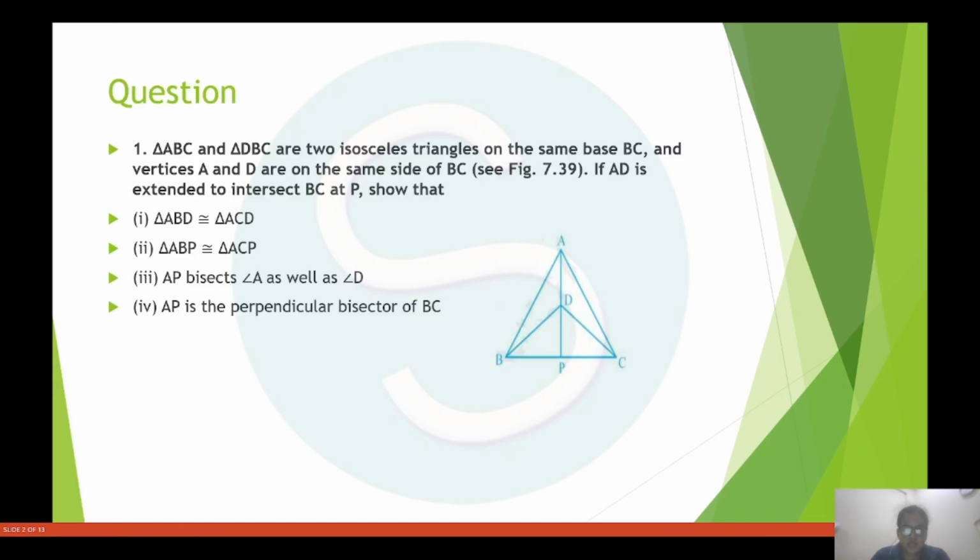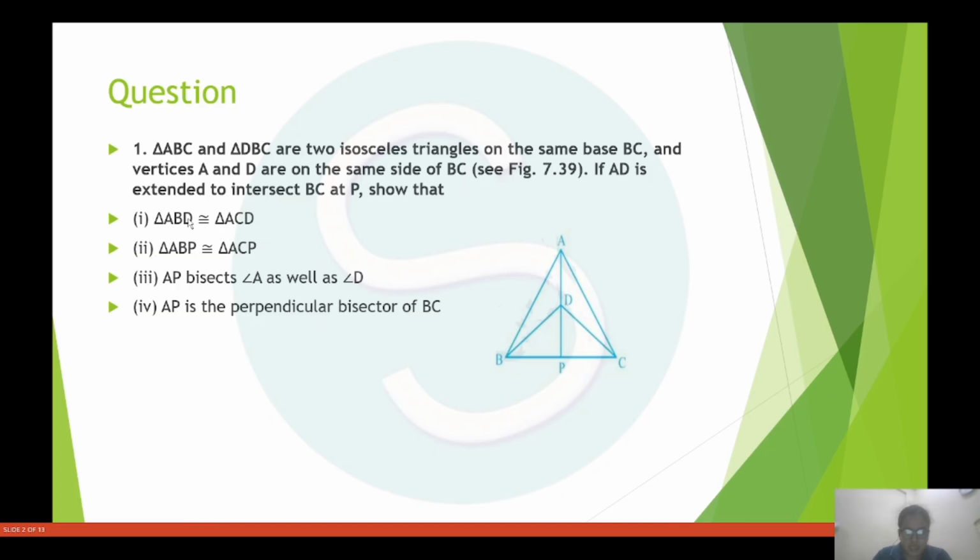So first question is ABC and DBC are two isosceles triangles on the same base BC and vertices A and D are on the same side of BC. If AD is extended to intersect BC at P, we have to show these four things.